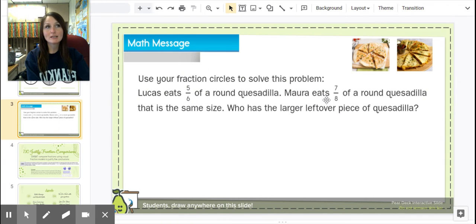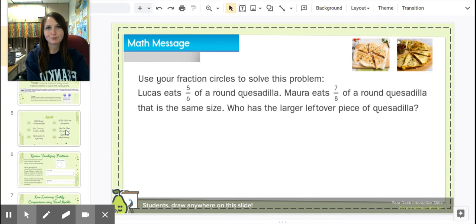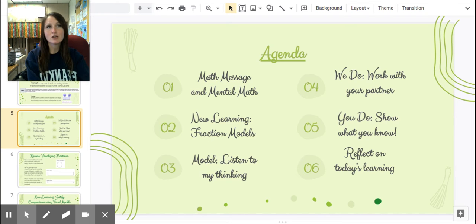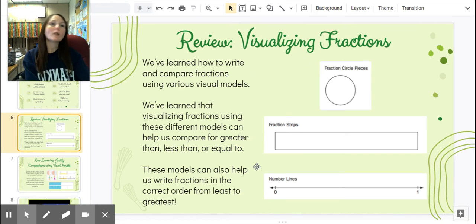We're looking at the 1/6 that's left and the 1/8 that's left to help us figure out whose is larger. Now, there are lots of steps to help us get this. Our first thing is to review, and then our new learning. We have learned about these different models, and we've learned how to use them to compare fractions and decide if they're greater than, less than, or equal to each other. These models can also help us write fractions in order from least to greatest. We've learned how to do that on the number line and on our fraction strip and how to label each piece.